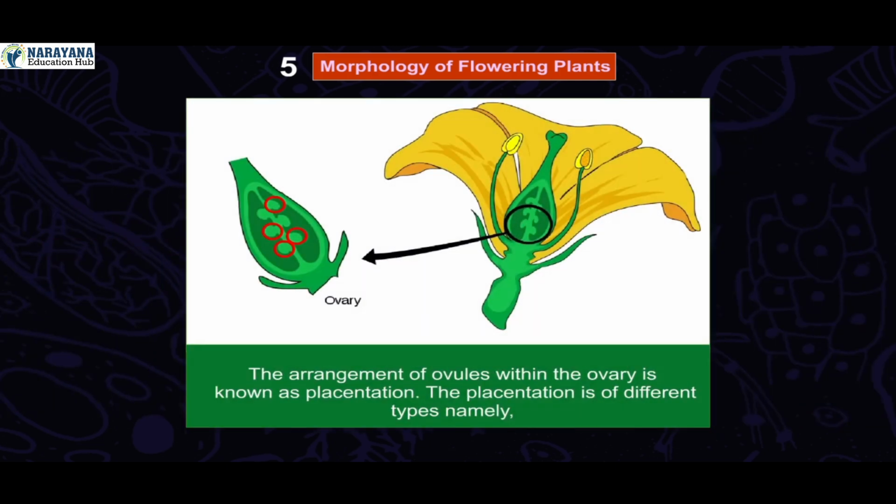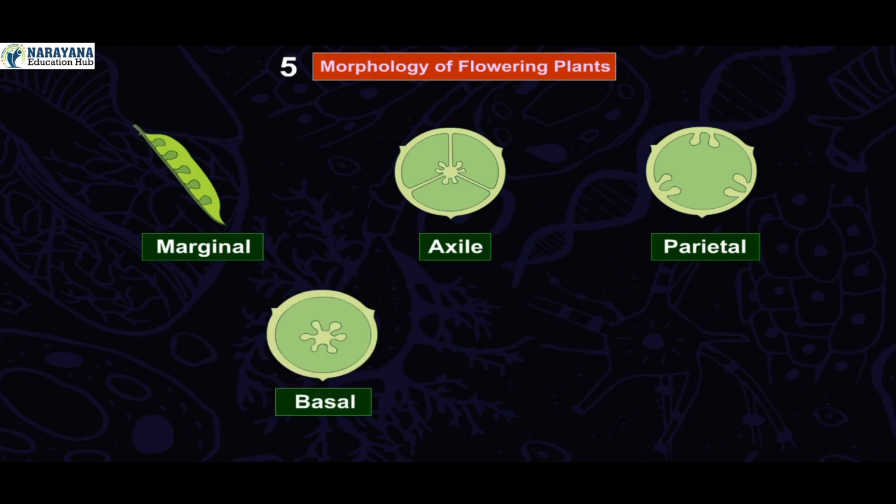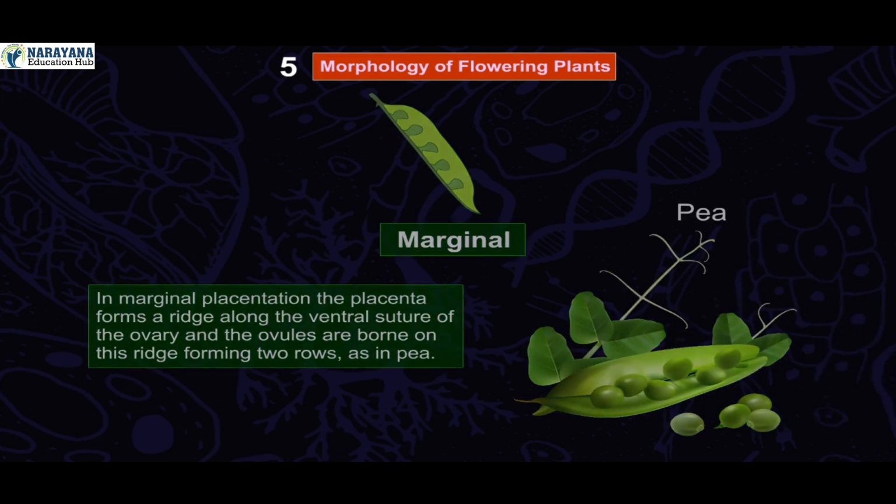Placentation. The arrangement of ovules within the ovary is known as placentation. The placentation is of different types, namely marginal, axial, parietal, basal, central or free central. In marginal placentation, the placenta forms a ridge along the ventral suture of the ovary, and the ovules are borne on this ridge forming two rows, as in pea.